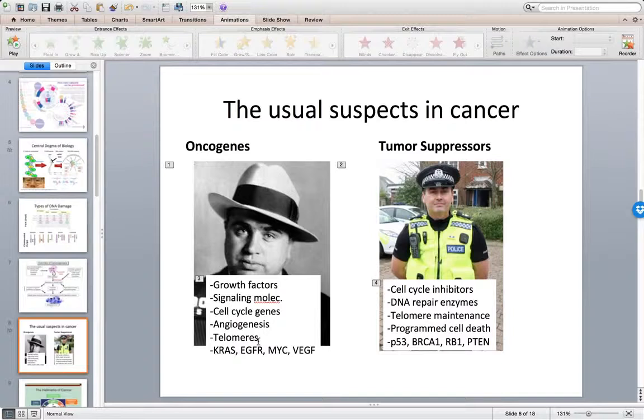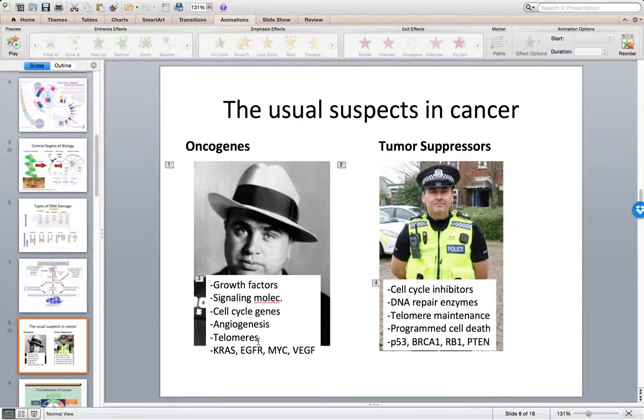Telomeres. Anybody know what a telomere is? Any idea? Is it like telophase? No. They are kind of related to centromeres, right? So centromeres are that point in the middle of the chromosome. Where do you think the telomeres are? Ends. Ends, yes.